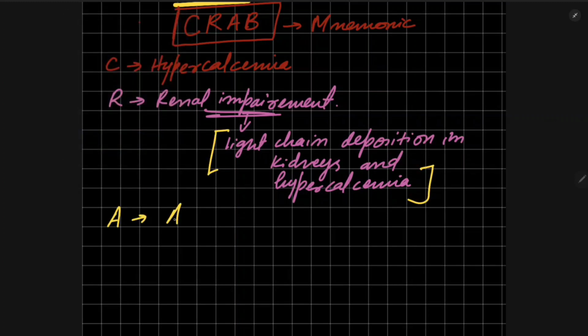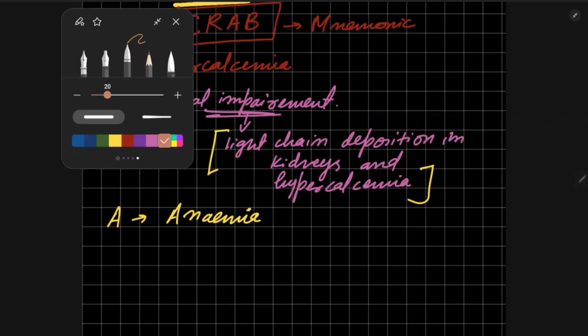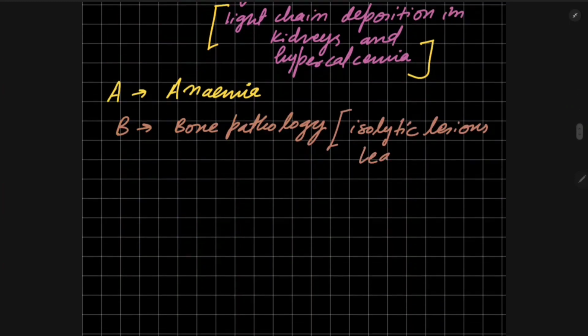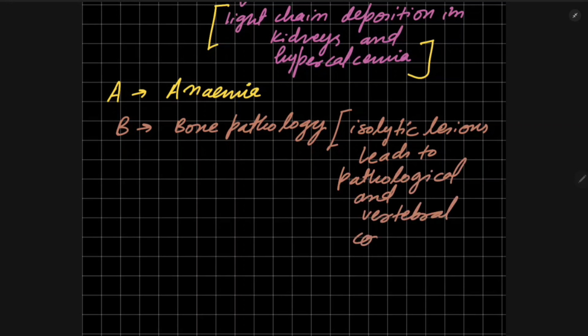And A refers to anemia. These patients will be having HB or RBC count less than a normal person. And the B refers to bone pathology. The bone pathology in multiple myeloma will present as osteolytic lesions that lead to pathological and vertebral compression fractures. That is about the clinical features part.